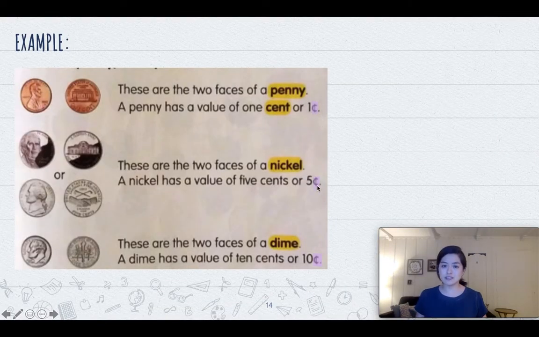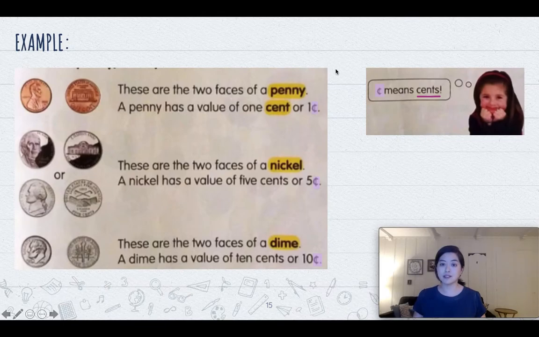Now notice this symbol that I highlighted in purple. What does that symbol mean? That symbol here, with the C and a line drawn through it, means cents.